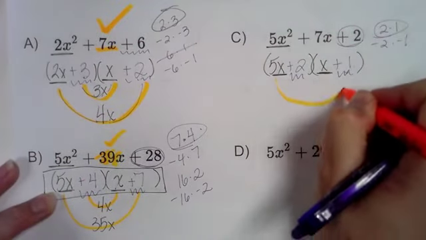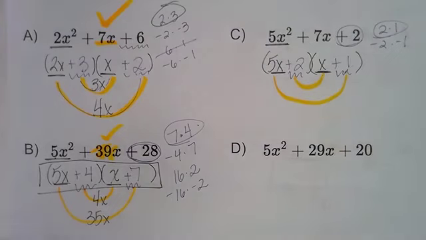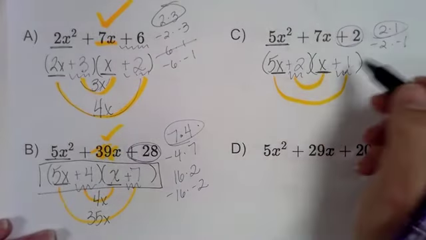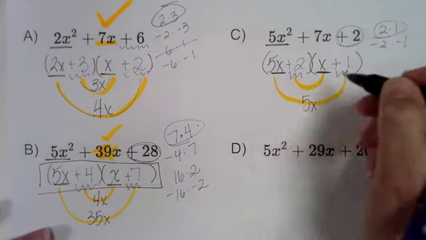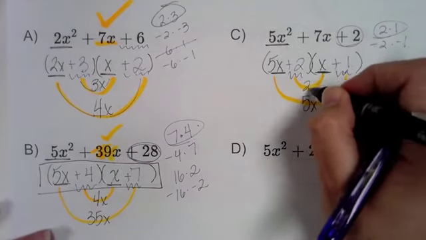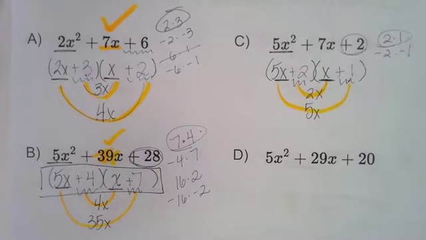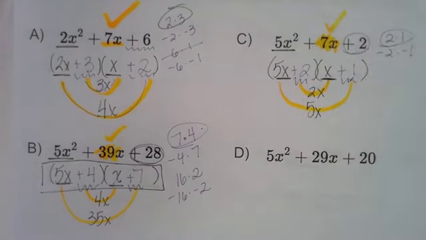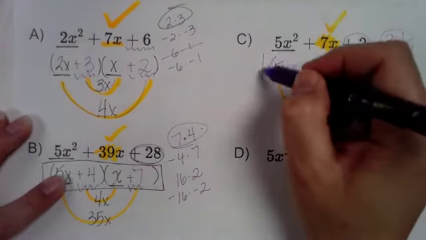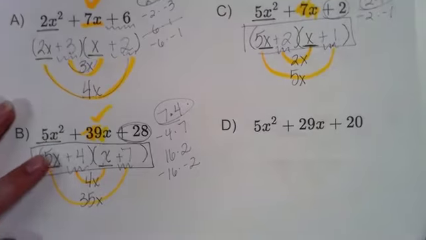All right. Double check your rainbow. We have 5x times 1 is 5x. And 2 times x is 2x. And when we combine those, that gives us our middle 7x. So yay, we did it correctly. Great. Last one, ladies and gentlemen.